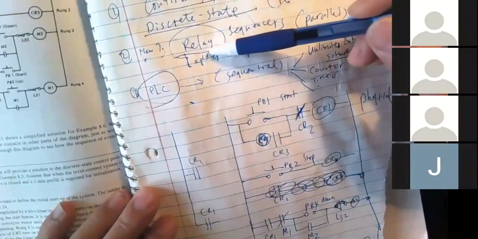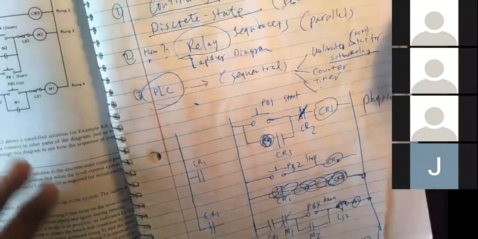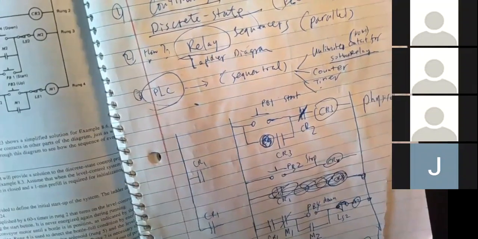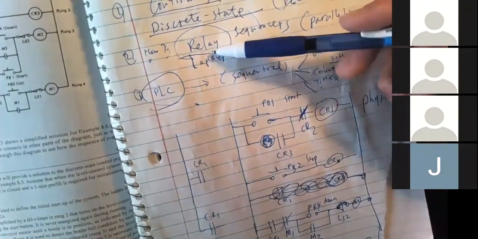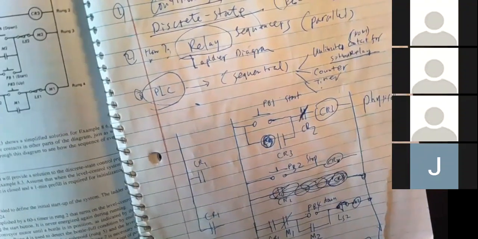So instead of having engineers or technicians re-hardwire all the relays, how about we use a computer to simulate those relays? So that's where the PLC came into play. PLC is just a specially designed computer. Instead of rewiring the relays, we just reprogram the computer. And that is much easier.